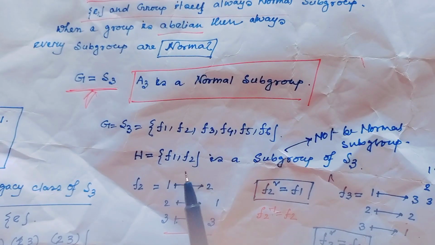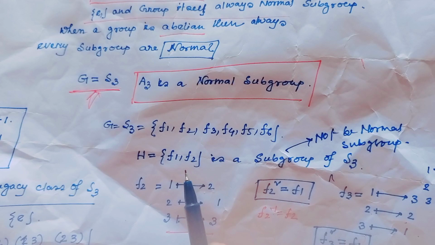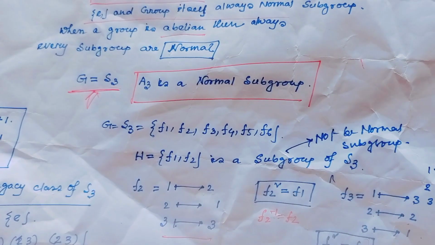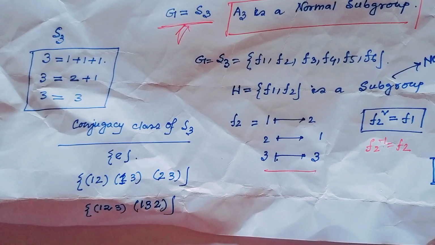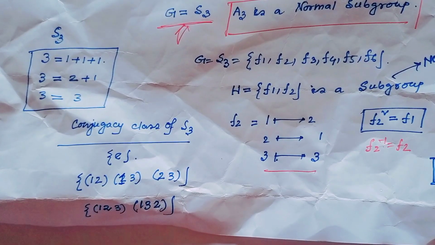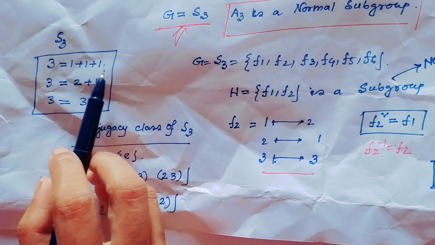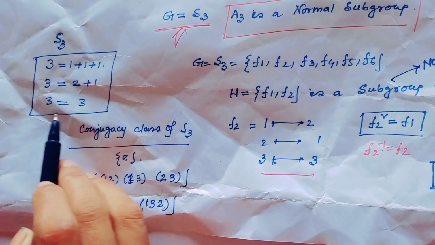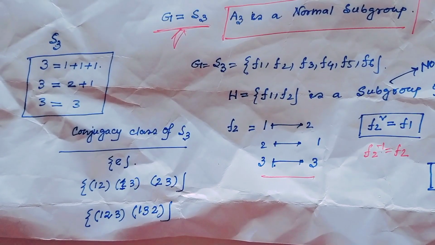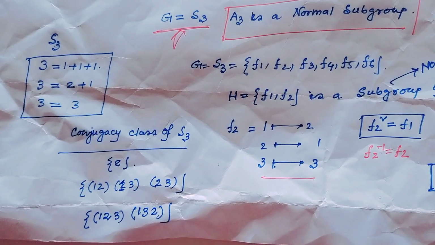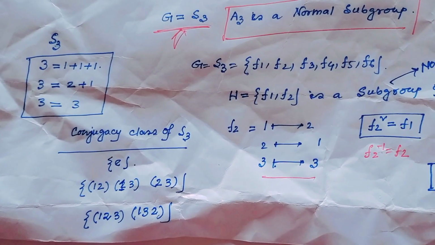Hence, I have considered the subgroup A equal to the set containing the elements f1, f2, where f1 is the identity and f2 is the (1 2) cycle. This is not a normal subgroup of S3, because in a permutation group a conjugacy class means the same cycle type. So the conjugacy classes of S3 correspond to 3 equals 1 plus 1 plus 1, 3 equals 2 plus 1, and 3 equals 3. Therefore, the conjugacy classes of S3 are the identity, the cycles (1 2), (1 3), (2 3), and the cycles (1 2 3) and (1 3 2).